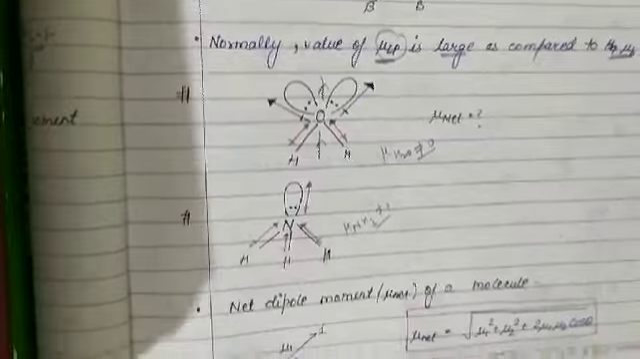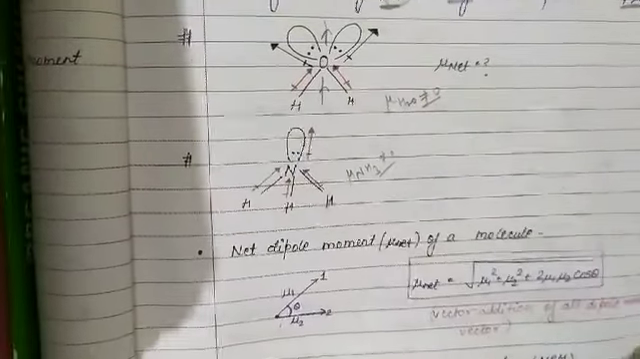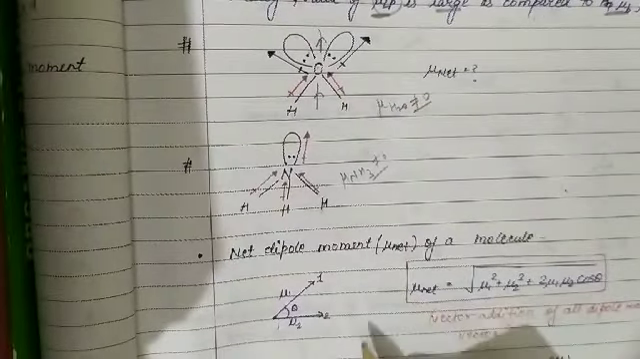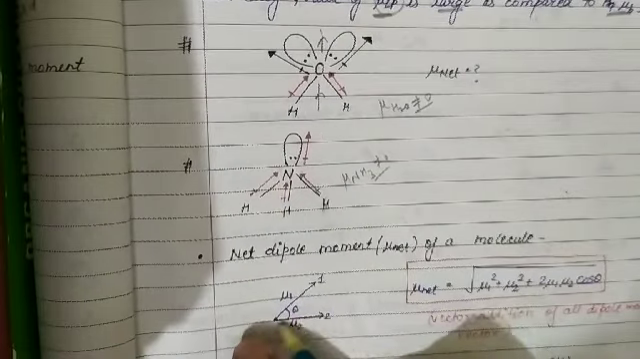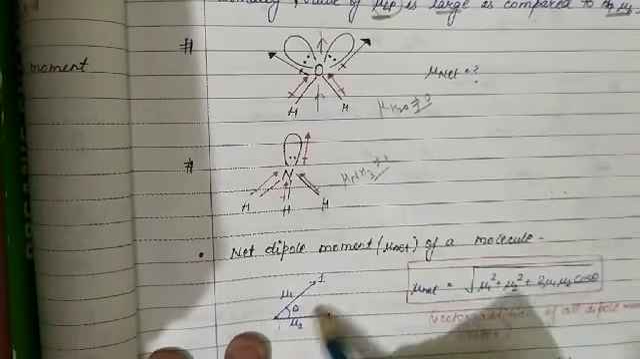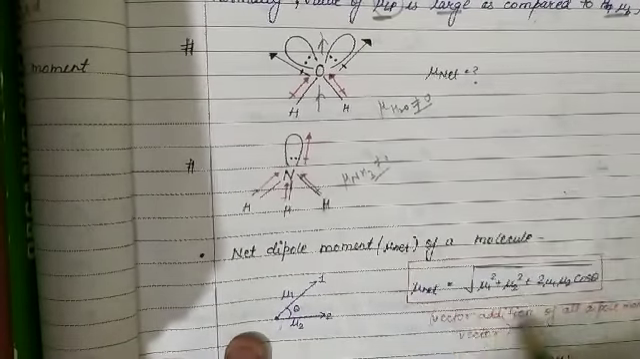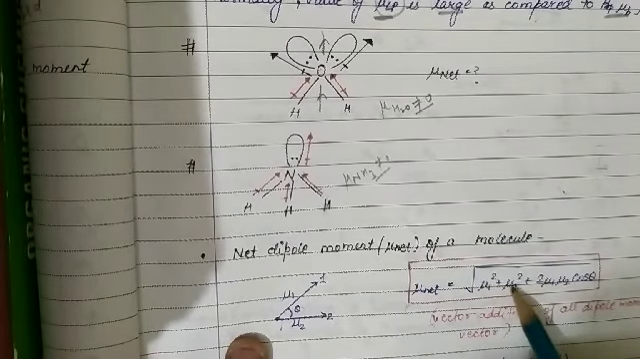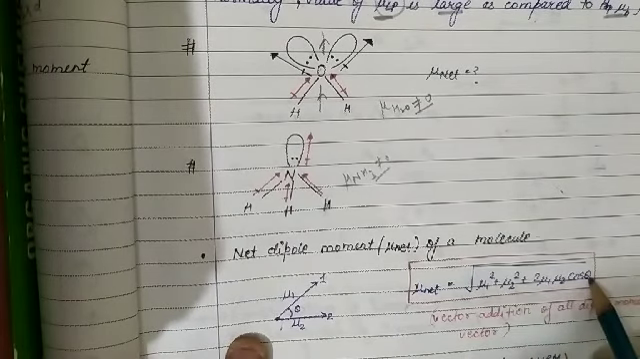When two vectors are at a certain angle, the net dipole moment is given as follows: if mu1 and mu2 are two dipole moments at an angle theta, then mu net equals the square root of mu1 squared plus mu2 squared plus 2 mu1 mu2 cos theta.